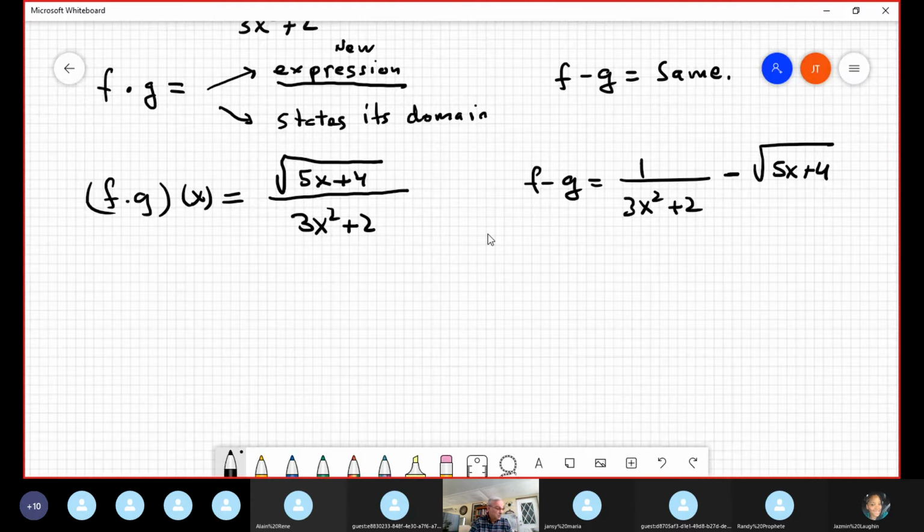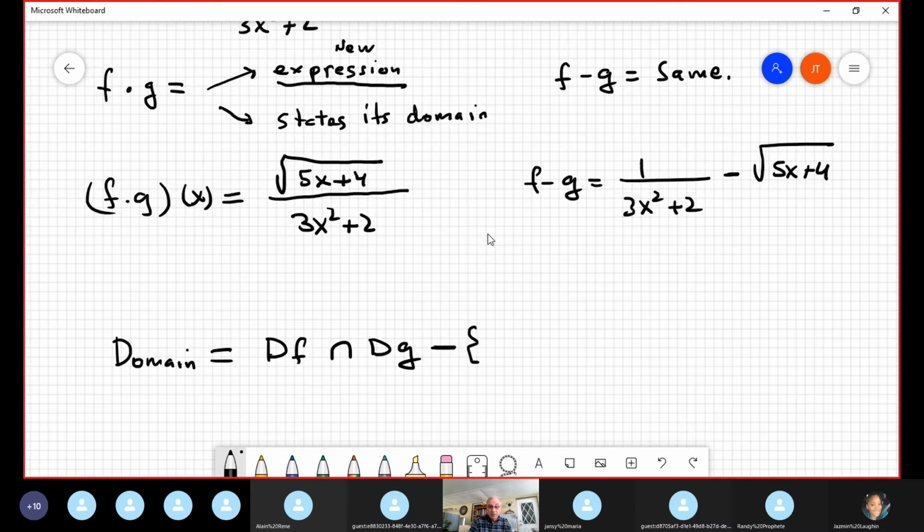Well, the formula is, when you have a composition of two functions, the domain is equal to the domain of the first function. It doesn't matter what is the first, what is the second. The order is not important. Well, it's important in the subtraction, but for the domain it is not. Intersection, domain of G, and subtraction, so remove the part when it's division, in which the function in the bottom is zero.